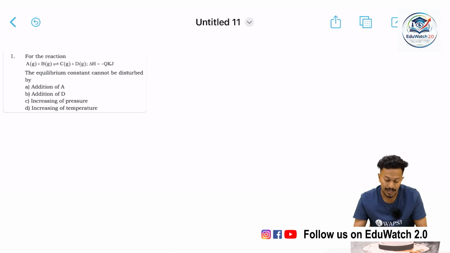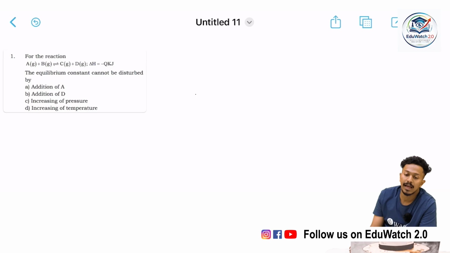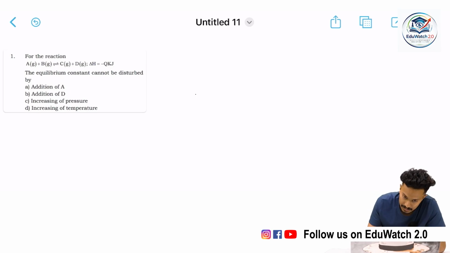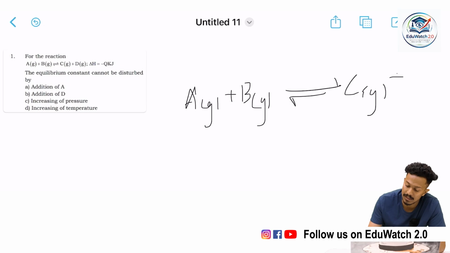For the reaction A plus B gives C plus D, delta H is equal to minus Q. The equilibrium constant cannot be disturbed by what? So this is our reaction, which is A, a gas, plus B, also a gas, giving, as a reversible reaction, C gas plus D.